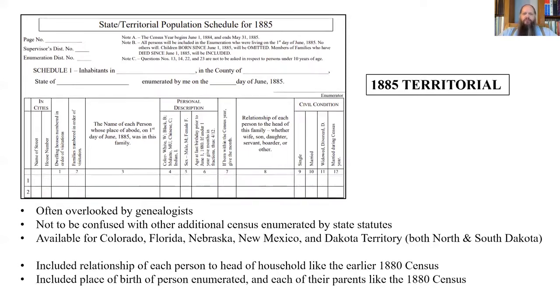The state census was enumerated at the state level and was authorized by state session laws and statutes. This one was federal based. This would be housed in the National Archives and not at a state archive or library. But it's not available for all areas. The available territories include Colorado, Florida, Nebraska, New Mexico, and an area known as the Dakota Territories. Clearly, this takes in both North and South Dakota.